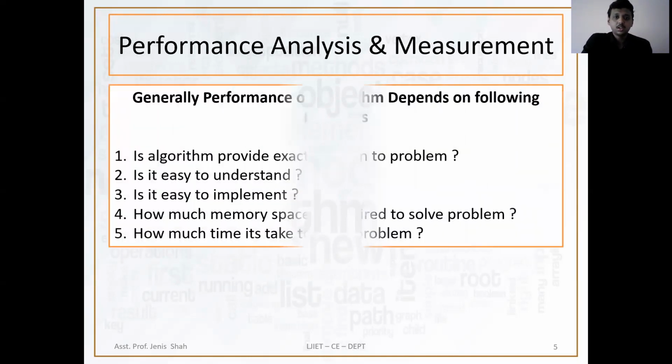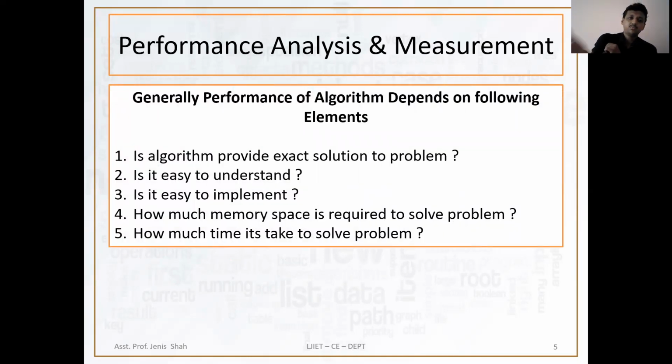Fine. So here, to measure the performance, we consider the following things. The first one is: does the algorithm provide an exact solution? If you have a problem and you don't have any solution, then what are you going to do? Is it easy to understand? Is it easy to implement? If I have a solution for you, but it is not easy to implement, then the algorithm is not going to work feasibly. How much memory space is required to solve the problem, and how much time does it take to solve the problem?